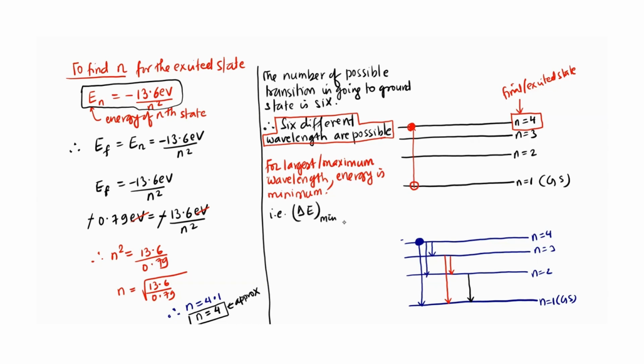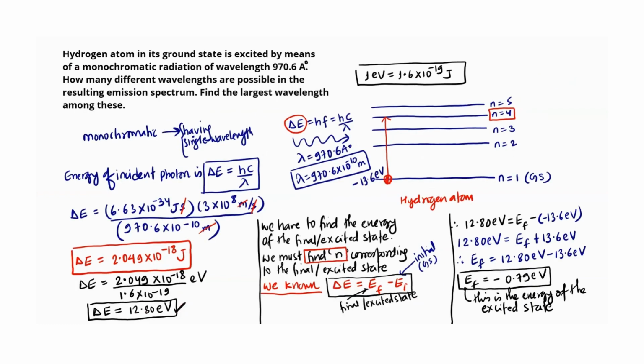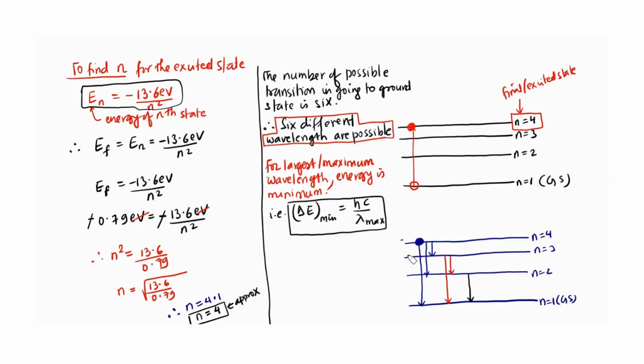For largest or maximum wavelength, energy is minimum. So we have this. Now we know the energy corresponding to n equals 4 is minus 0.79 electron volt. So this energy is minus 0.79 electron volt. So we have this, and ground state energy is minus 13.6 electron volt.